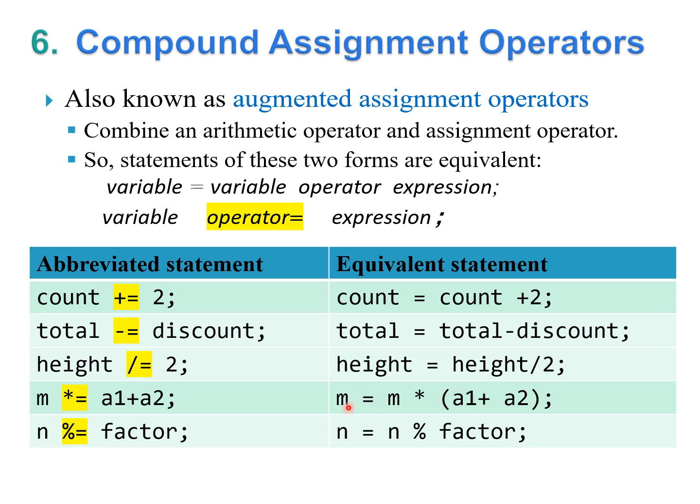And the assignment statement m equal m multiplied with a1 plus a2, in parentheses, is equivalent to m multiplication equal a1 plus a2. And in the last one, the assignment statement n equal n mod factor, or n equal n percent factor, is equivalent to n percent equal factor.